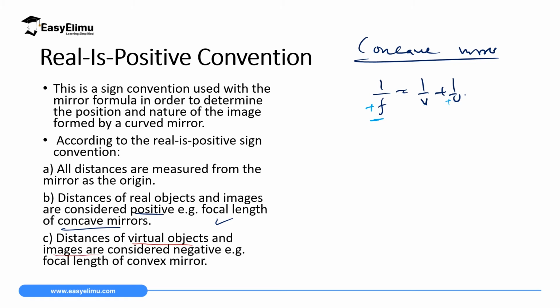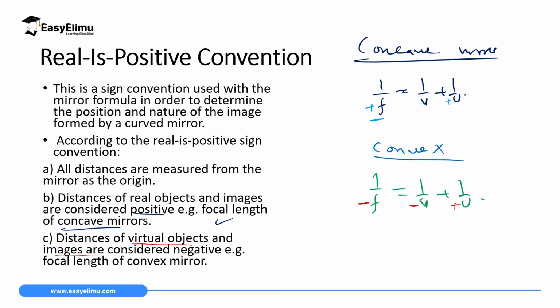In this case, if you have a convex mirror, and this is mostly always under a convex mirror, if you write the mirror formula as 1 over F is equal to 1 over V plus 1 over U, remember, for a convex mirror, the focal length or the focal point is behind the mirror. Therefore, F is negative always. And then we said for a convex mirror, images are always formed behind the mirror. So therefore, V is negative. And then U is always positive because an object is placed in front of a mirror.